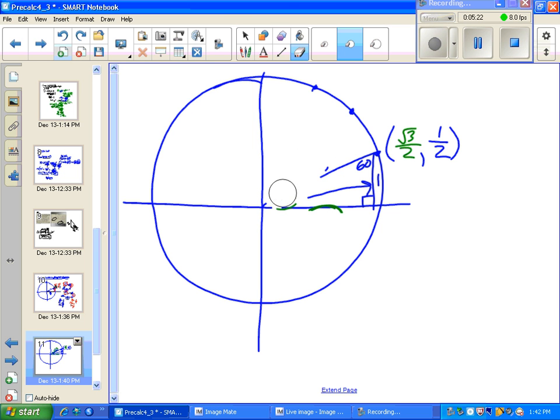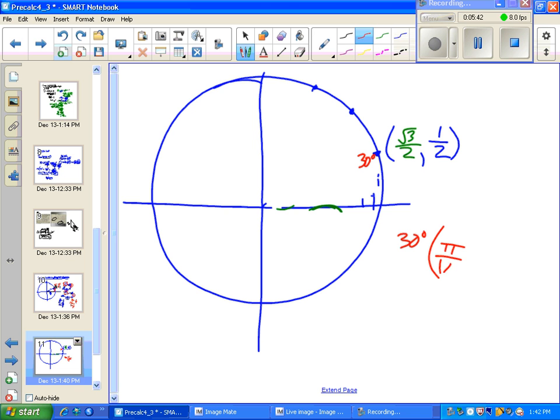Now I draw the next spot. My next spot's at 45 degrees. Let me erase this here. For 30 degrees, I need to write this in radians as well. Multiply by pi over 180, there's pi radians for every 180 degrees, a half a revolution. So 30 degrees is pi sixth, right?